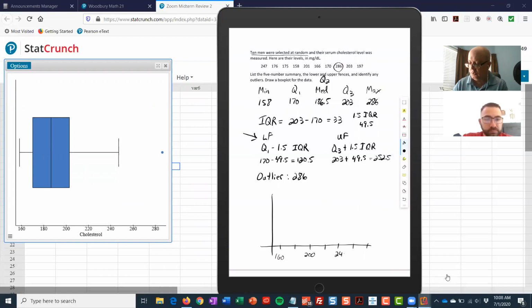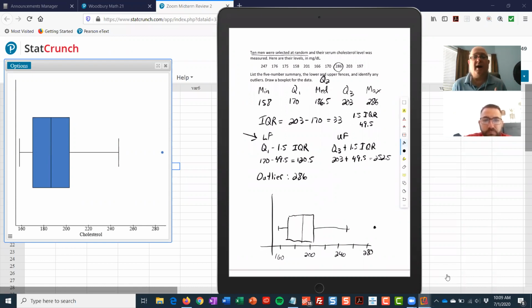Label what you see. I know the box runs between 170 and 203, so 170 is about here, 203 is about here. I see the median at 186.5, maybe about there. The line goes out to the minimum, which was 158. And the upper whisker only goes out to the next highest value before the outlier, and that was at 247. And then there's going to be a mark out here at 286 for the outlier.